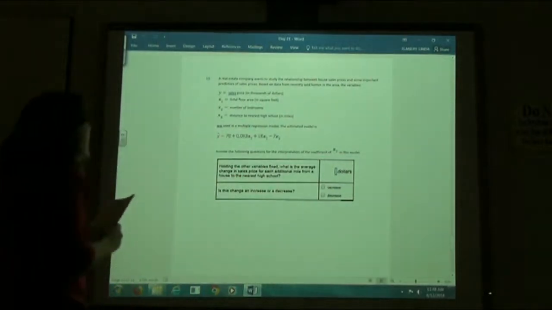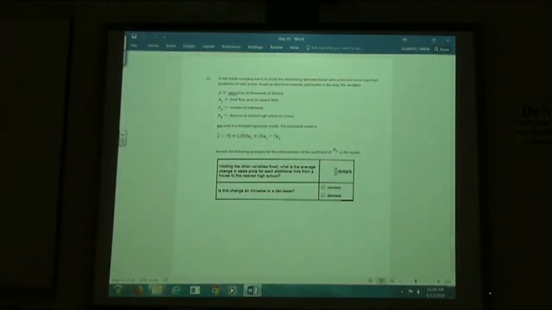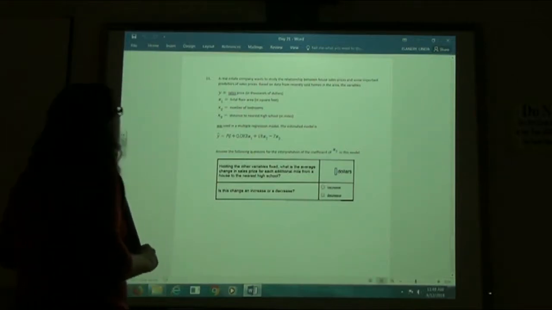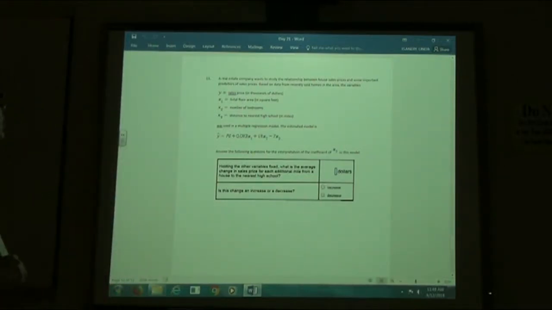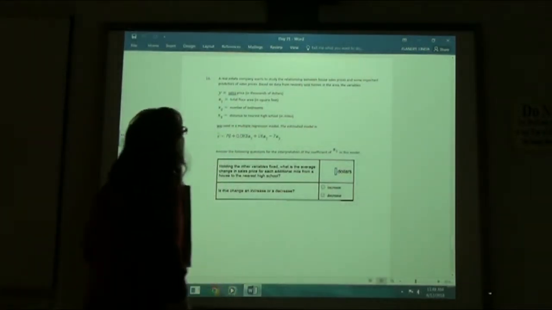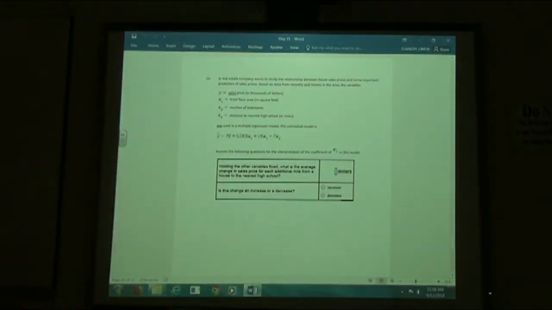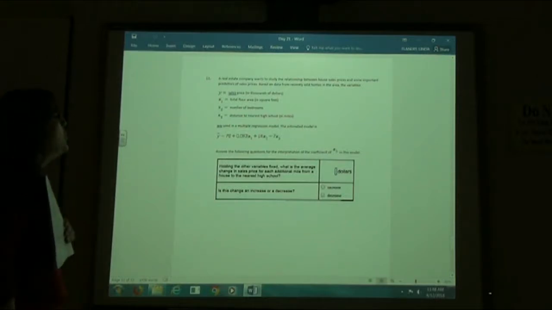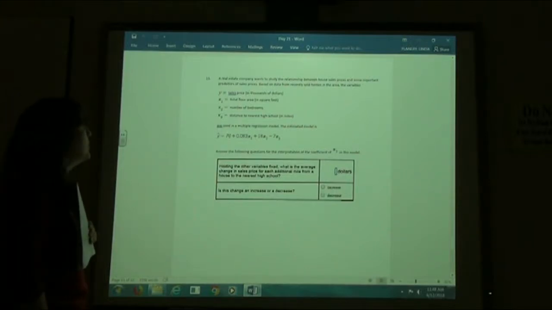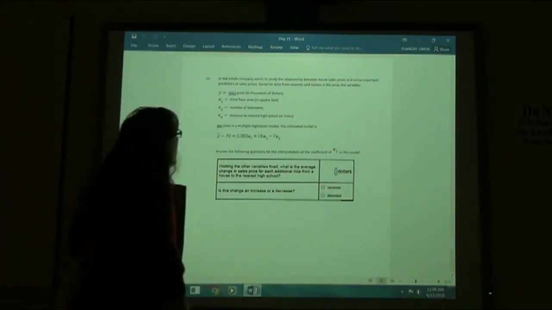Number 11, a real estate company wants to study the relationship between house sales prices and some important predictors of sales. Based on the data from recently sold homes in the area, the variables y equals the sale price in thousands of dollars, x sub 1 the total floor area in square feet, x sub 2 the number of bedrooms, x sub 3 the distance to the nearest high school in miles, are used in the multiple regression equation.